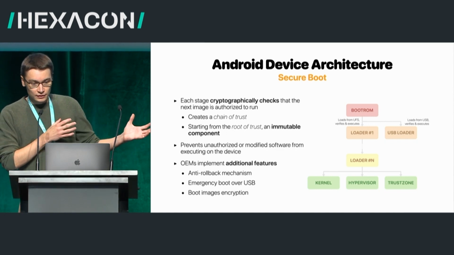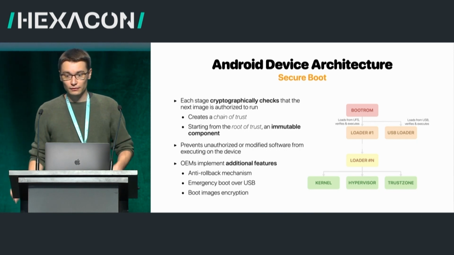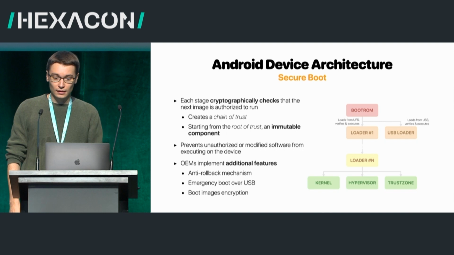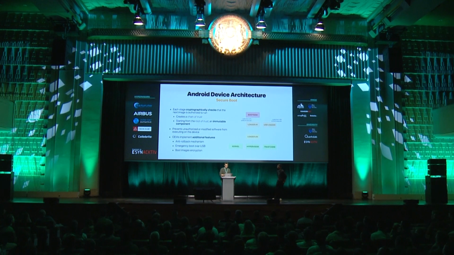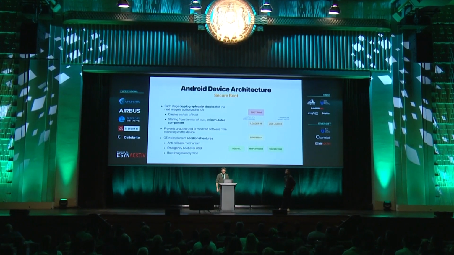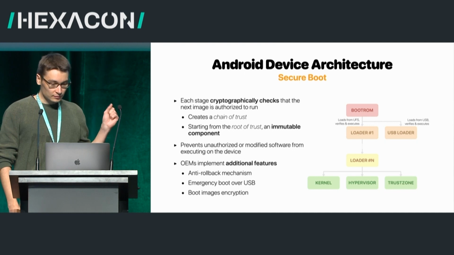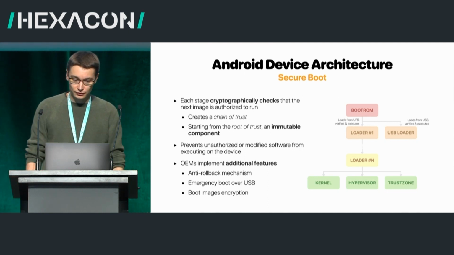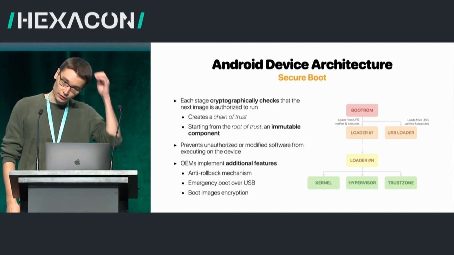Lastly, nowadays, mobile devices are securely booted by having each stage cryptographically verify the next one before executing it. And that creates a chain of trust, which has to start somewhere with the root of trust. And that's usually implemented as an immutable component, which is the boot ROM. So if implemented properly, the secure boot makes it impossible to execute unauthorized software on the device. And lastly, the OEMs are free to implement additional features, so they can have an anti-rollback mechanism, or do emergency boot over USB, or even boot images encryption.